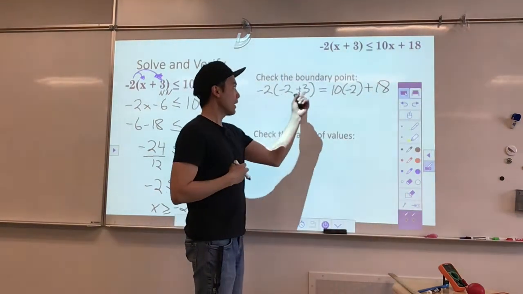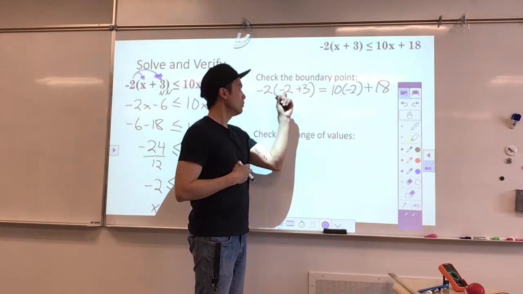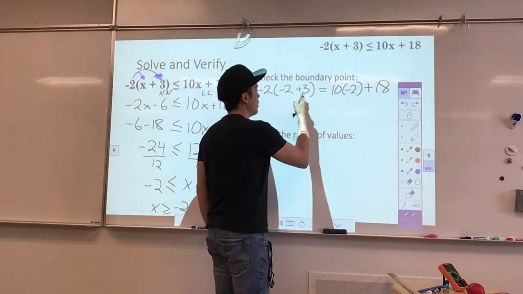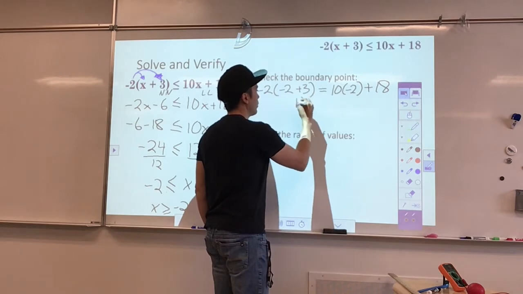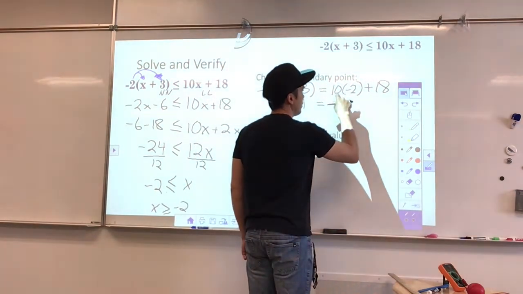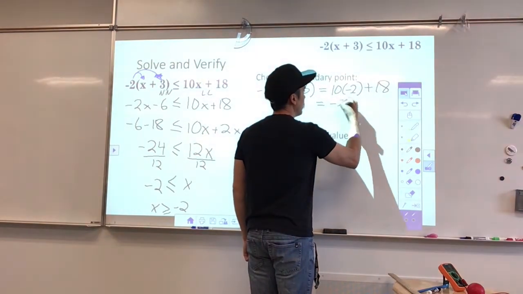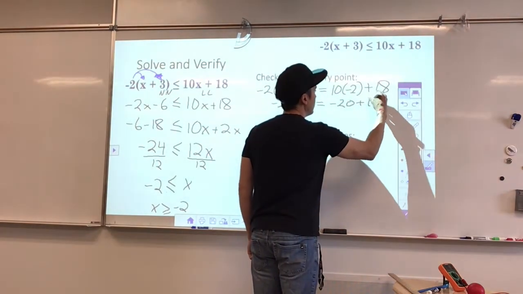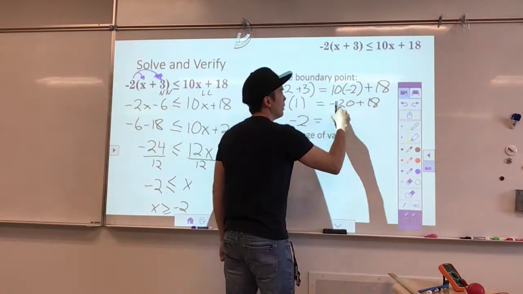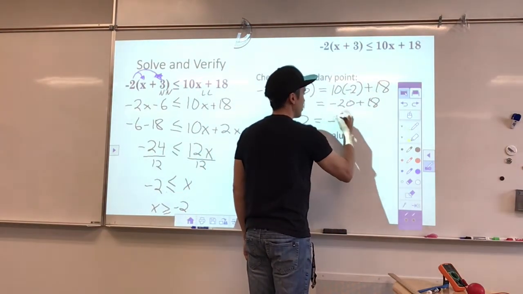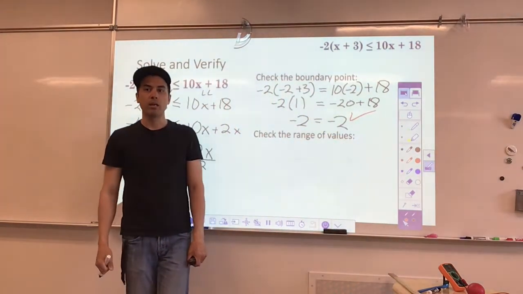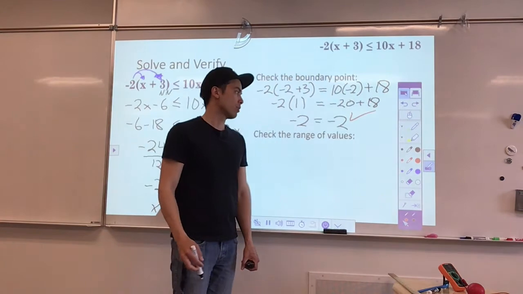Okay, I'm going to start with brackets first. Negative 2 plus 3 is going to be 1. And that's going to leave me with the 1 here times negative 2. The other side is 10 times negative 2 is negative 20 plus 18. Negative 2 times 1 is negative 2. Negative 20 plus 18 is also negative 2. The left-hand side equals the right-hand side. I know the boundary point is correct.